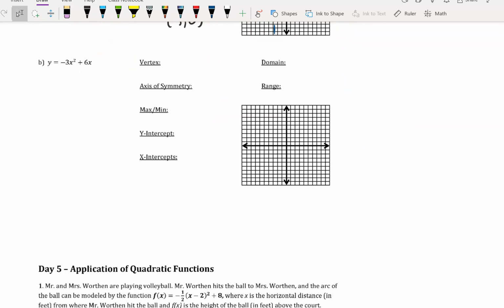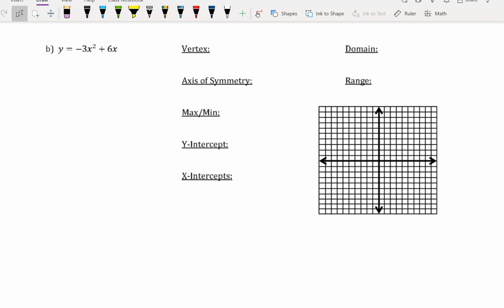All right, and then the last one, again, we'll bust through it. This is in standard form, but there's no c value. It's like a 0 on the end. So to find the vertex, we do negative b over 2a. Oops, x equals negative 6 over 2 times negative 3. That'll be negative 6 over negative 6, which reduces to 1.